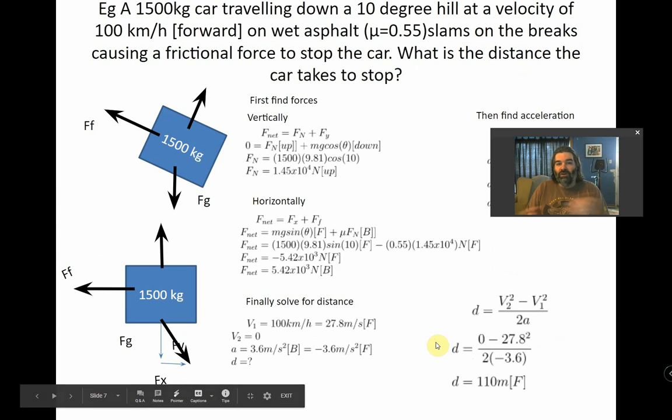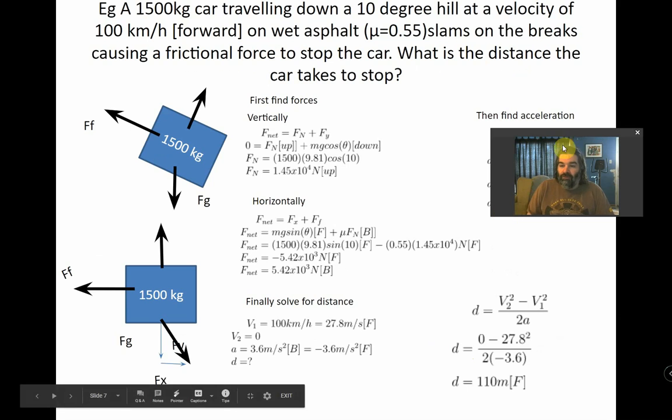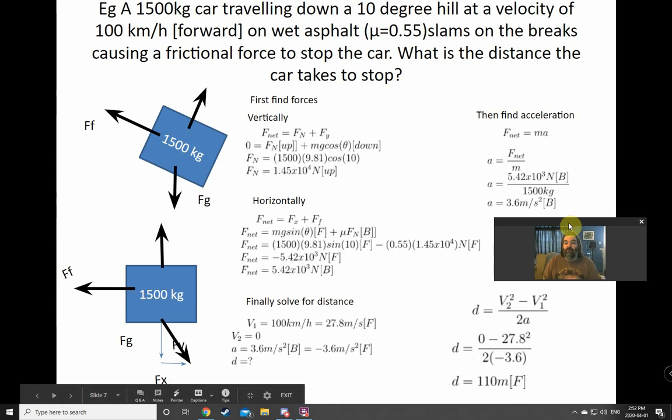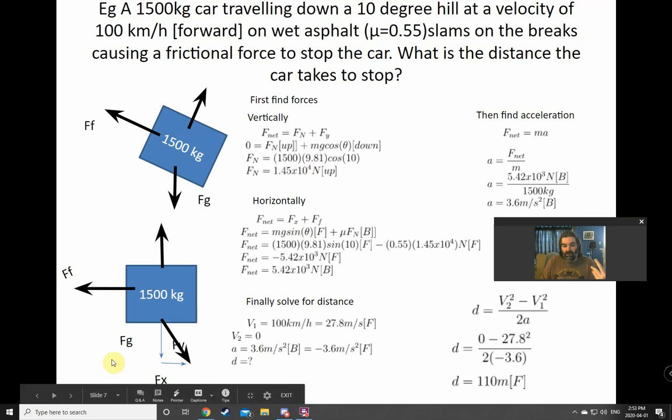So, what if you're going down a hill on wet asphalt? Let's do the same question and try to find what's happening if you're on wet asphalt. First off, we've got to find the forces. In this case, there's going to be a vertical and a horizontal force because we're going down a hill. So let's rotate the world to make it a little easier, so we only need to break down one thing, the force of gravity.